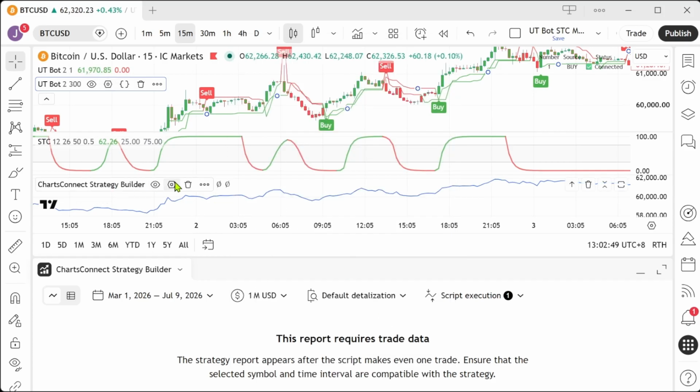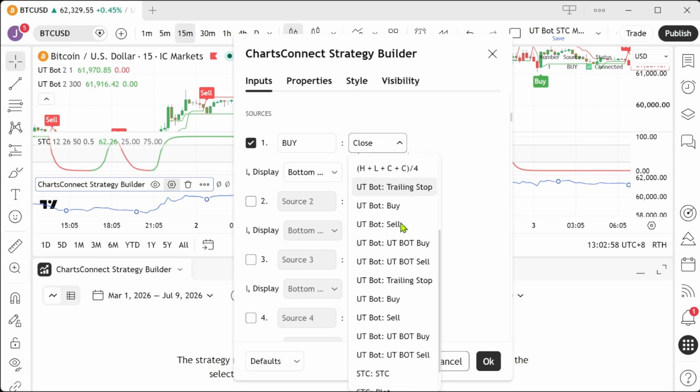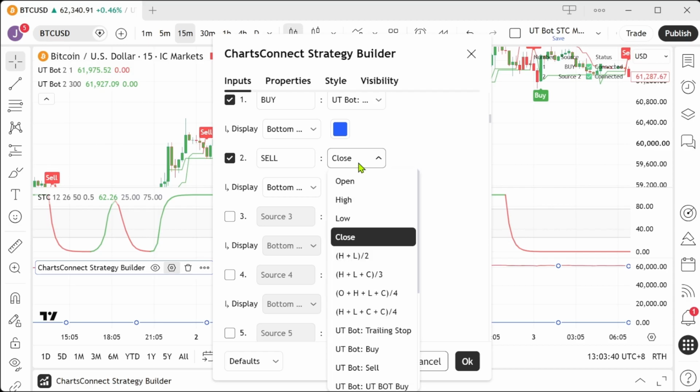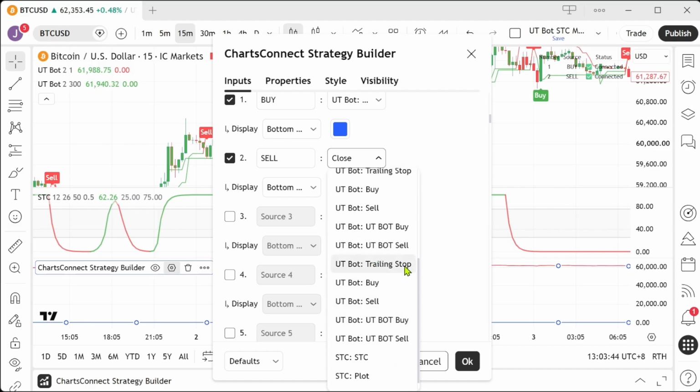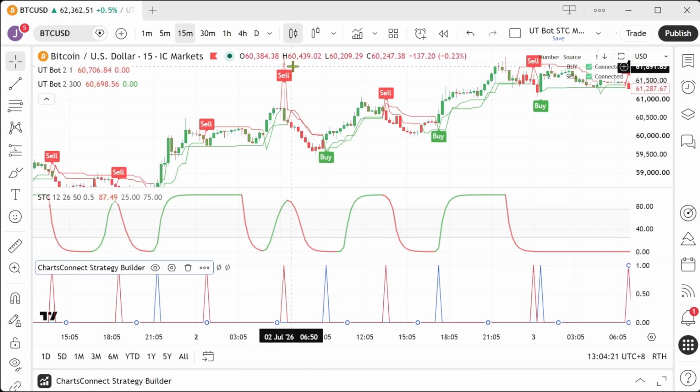Okay, with this in mind, under inputs and in your source, for buy signal, we want to take the first information from the drop-down list, which is a UT Bot buy. I'm going to click this. And you can already see in the chart that every time there is a buy signal, ChartsConnect detected that there is a buy signal. So this value spiked to 1 for a true event. So now let's continue building it. For sell, we are going to choose the second UT Bot information, which is this. And this will give us the sell signals. So you can see from the chart, every time there is a sell, Strategy Builder also detected it and has reflected it inside its pane.